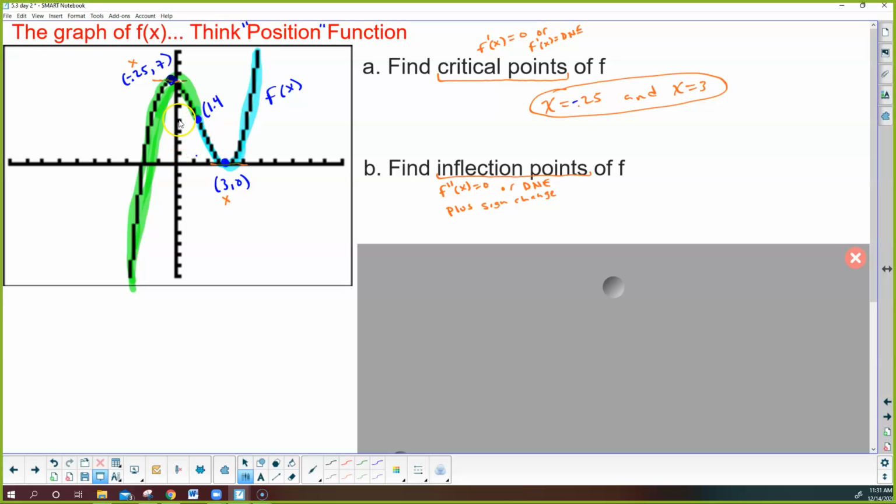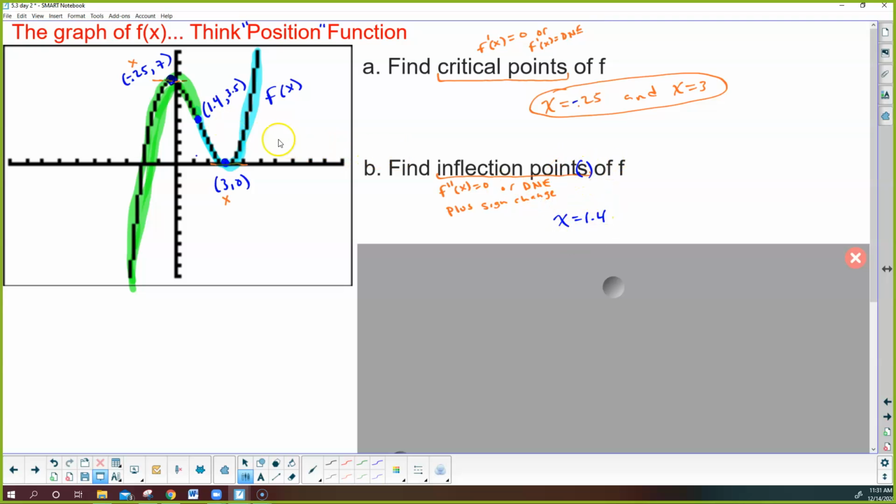Up 1, 2, 3, 4. And this isn't perfect. I'm just making these up. But the inflection point would occur at 1.4. Now, this says plural. There doesn't always have to be, sometimes there isn't any, right? If a function is always concave up or always concave down, it's not always guaranteed to be there. So here's my inflection point.